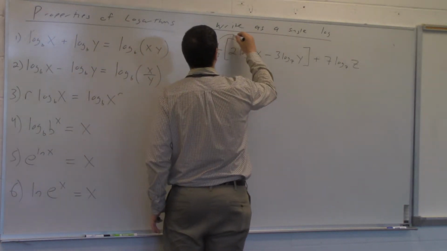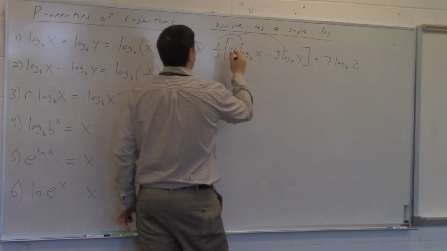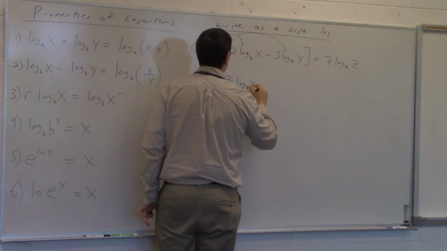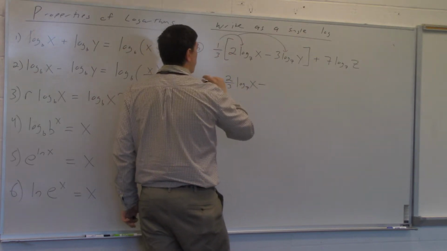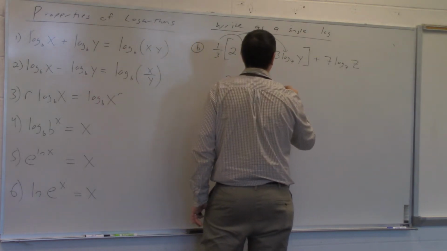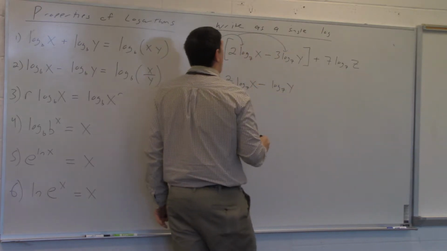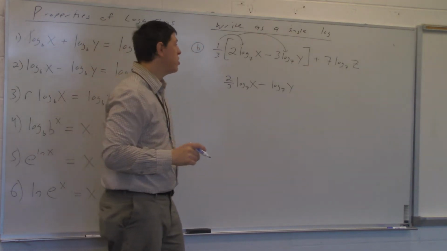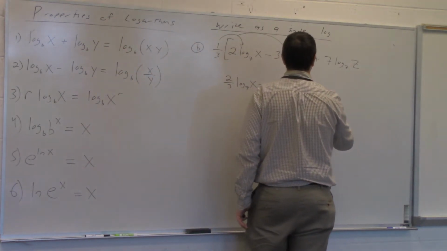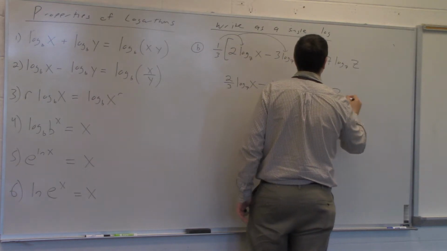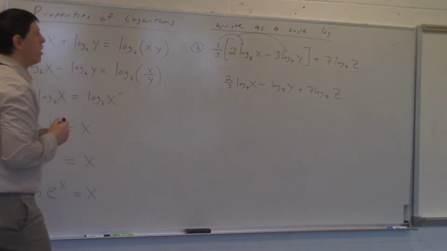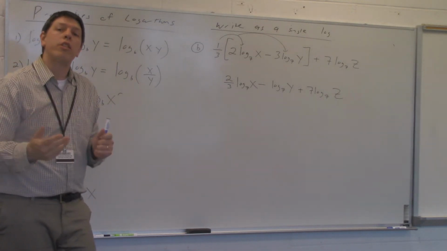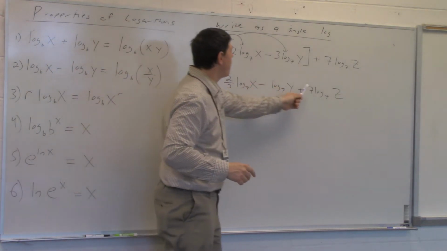Okay, so by distribution of our 1/3, we get 2/3 log base 7 of x minus 3 times 1/3 is just 1, so I have a log base 7 of y. And then since the 1/3 is not connected to the 7 in any way as the coefficient of log 7 z, I just still have plus 7 log base 7 of z. Of course we want to try to write this as a single log.